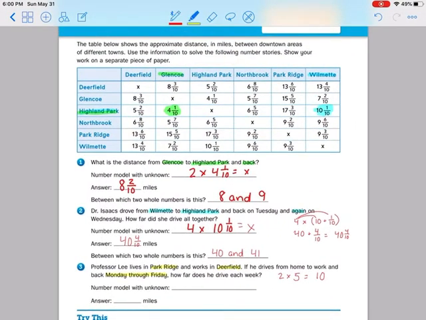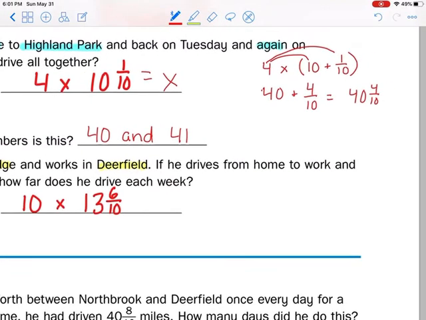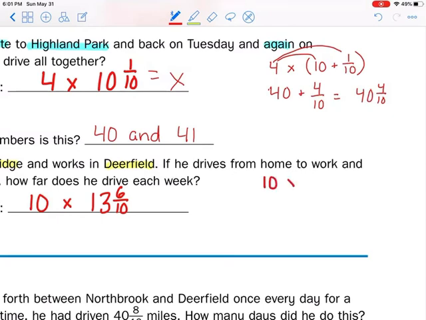So let's look at the distance from Park Ridge to Deerfield. So here is Deerfield, and here's Park Ridge, and it's 13 6/10 of a mile. Now we have to multiply that by 10. So 10 times 13 and 6/10. So let's do that math over here. 10 times 13 and 6/10.